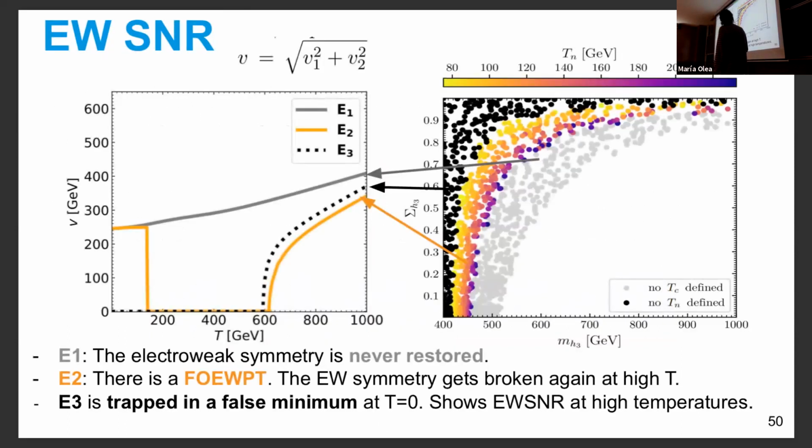Here there is again the same plot that I showed before, and we can distinguish three qualitatively different regions. In this plot I'm showing the electroweak VEV dependence with temperature. For example, for the trapped points that I explained before, we see here that at zero temperature the VEV is equal to 0, so it's not physical. But as temperature increases, we find that here the electroweak symmetry breaks, and it continues like this up to the TeV scale. For the colorful points, we have a first order electroweak phase transition at about 200 GeV. At larger temperatures the electroweak symmetry is restored, but then it breaks again at 600 GeV. And for the gray points, the electroweak symmetry is never restored.